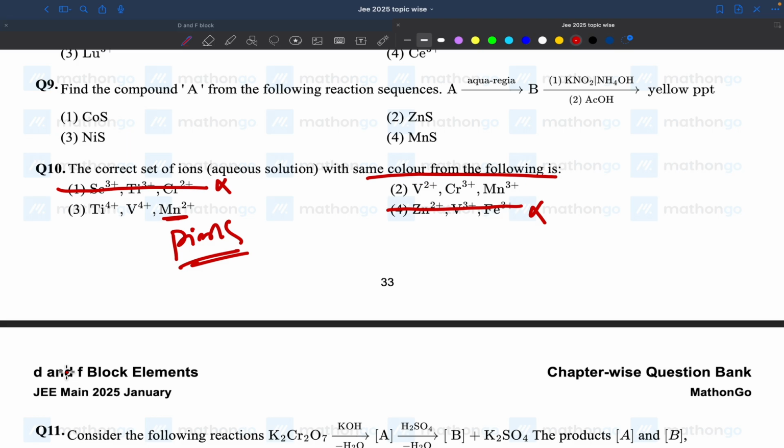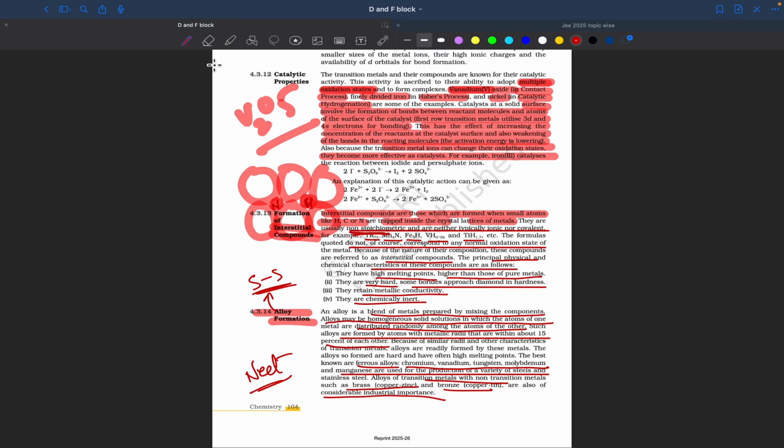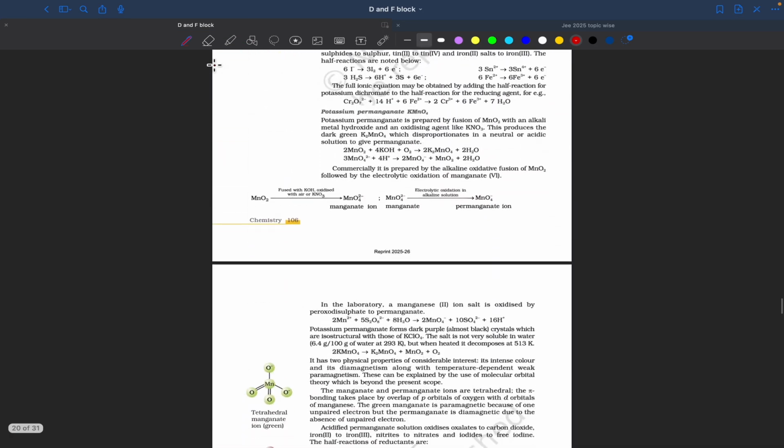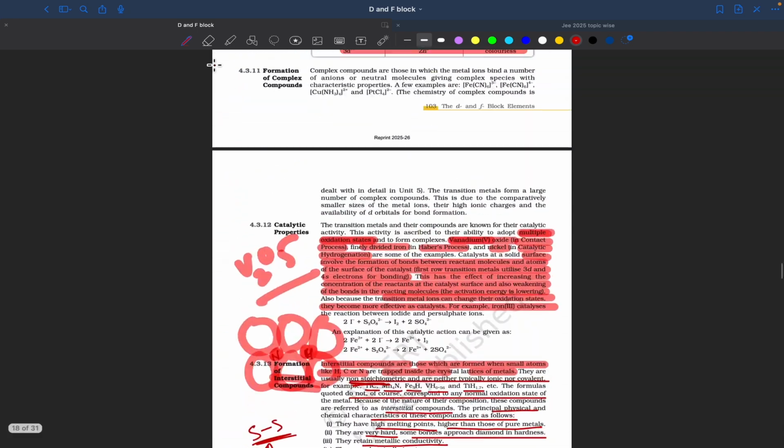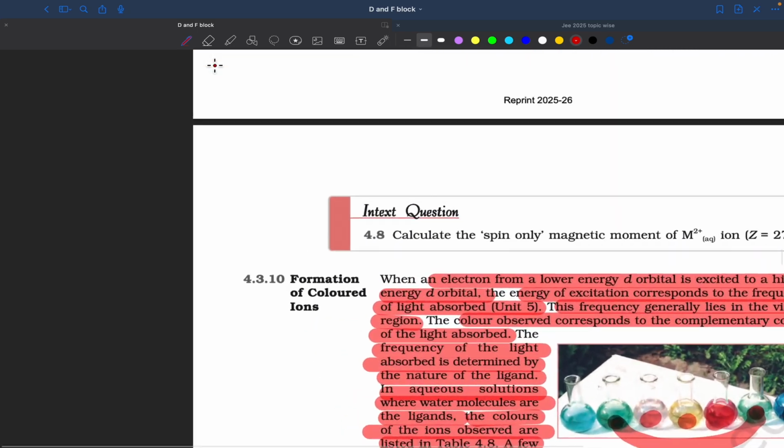Unfortunately, we can't answer this question on the basis of electronic configuration. Why? Because different elements may have the same configuration in their ionic state, and in that case the colors are going to be different. So we have vanadium +2, chromium +3, two of them. Let's see them: vanadium +3, chromium +2. I think the answer is B.